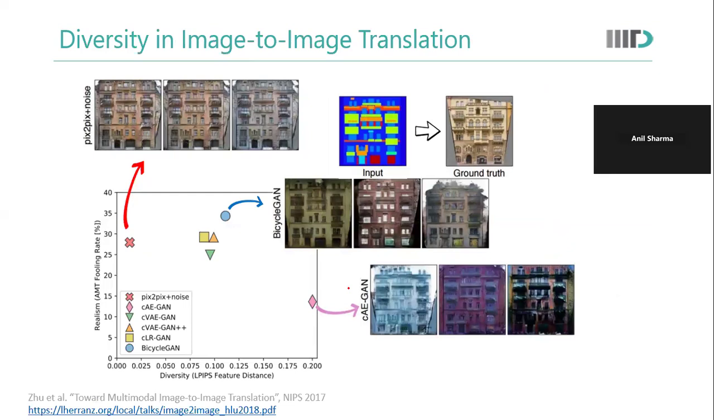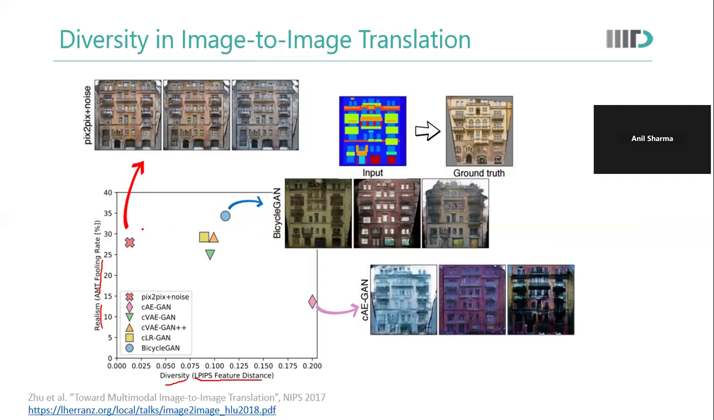Okay, so I think we also talked about how you will evaluate the GANs. Here, I think two metrics are used: realism, based on the AMT fooling rate, and diversity, how diverse the outputs are. This is described by the LPIPS feature score. I think the higher the better.